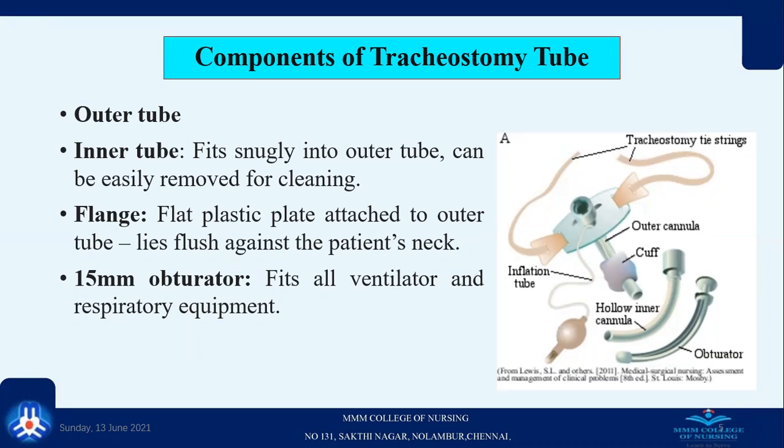Outer tube. Actually, this is the one which is being inserted into the trachea. Inner tube. Inner tube is the one which fits snugly into the outer tube, which can be easily removed for cleaning purpose, whereas the outer tube will remain permanently over the trachea. Flange is the flat plastic plate attached to outer tube, which lies flush against the patient's neck, and where this flange is used to secure the tracheostomy tube. And we also have 15 mm connector, which fits all ventilator and the respiratory equipment.